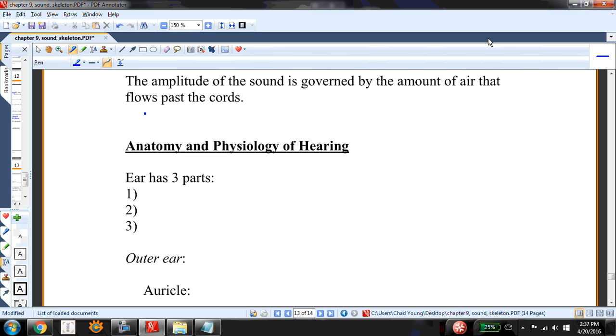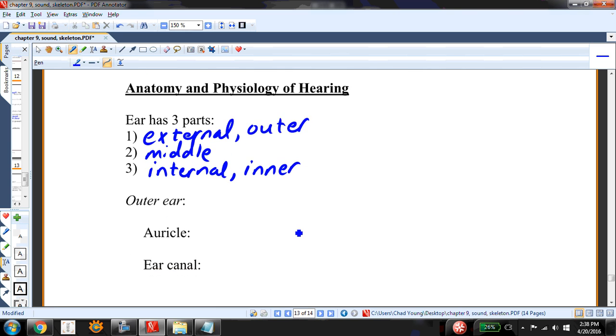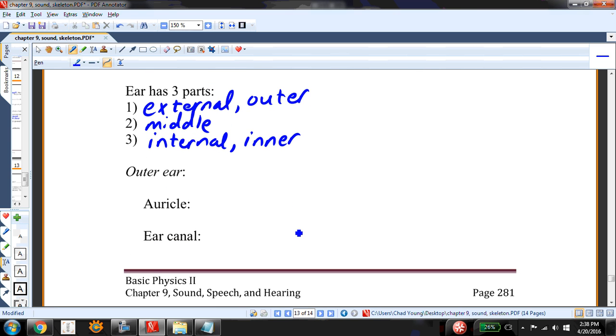So first of all, let's look at the basic parts. We have the external, middle, and inner ear. The middle ear, and then the internal. This is also called the outer ear, and this is also called the inner ear. So if you hear talk of an inner ear infection, that's what they're talking about. Now the outer ear consists of the auricle and the ear canal. The auricle is that funky thing that you have on the outside of your head. It's the visible part of the ear.